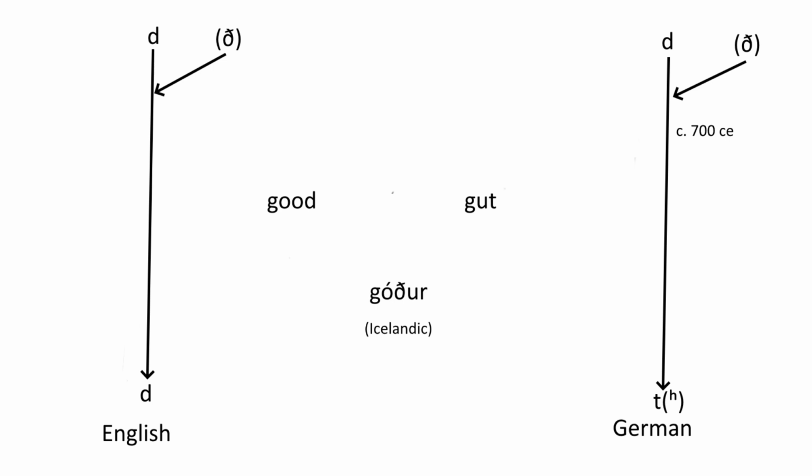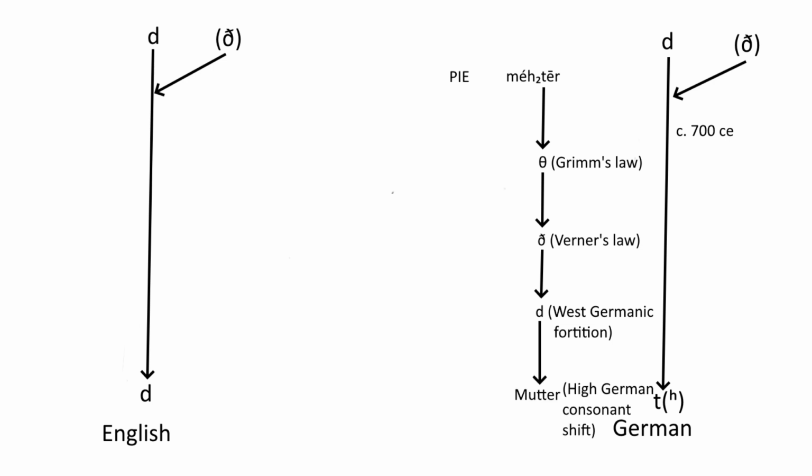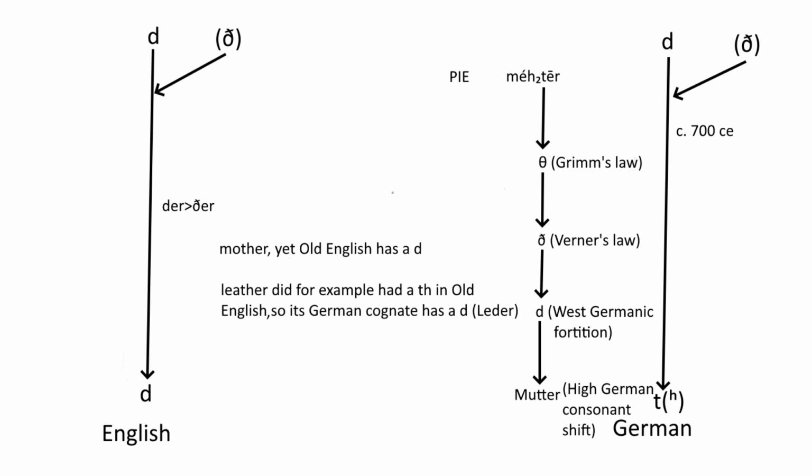For example, the word for mother had a t in Proto-Indo-European, which became a voiceless th due to Grimm's law, voiced th due to Werner's law, fortified to d in West Germanic, and finally lost its voicing to a t in German to become Mutter. It went full circle. English went through a shift where der became there, so that's why it's mother and not mother. The next phoneme is g, and it's a complicated story with this phoneme.